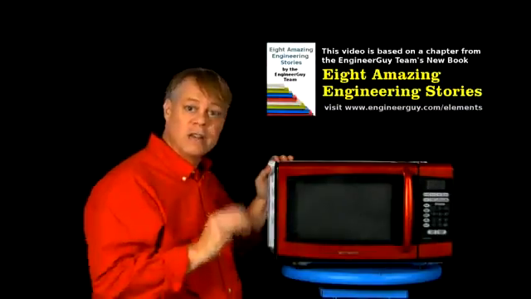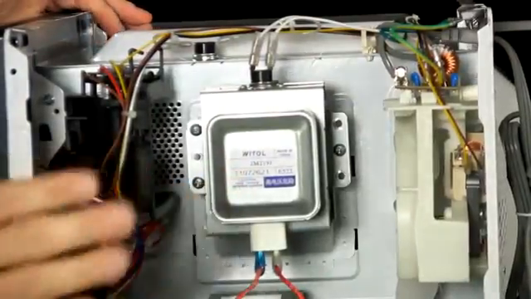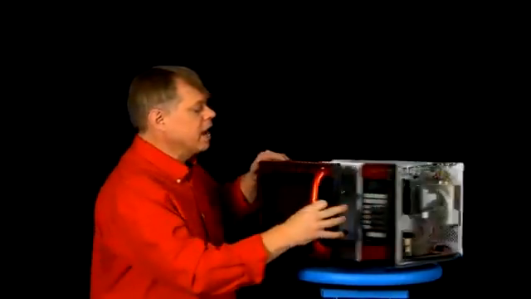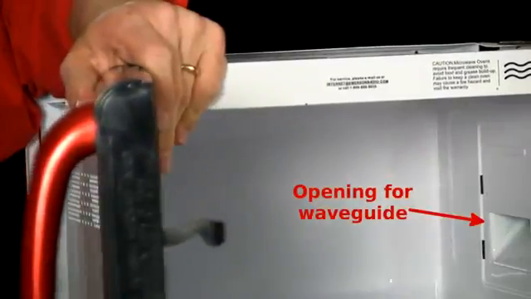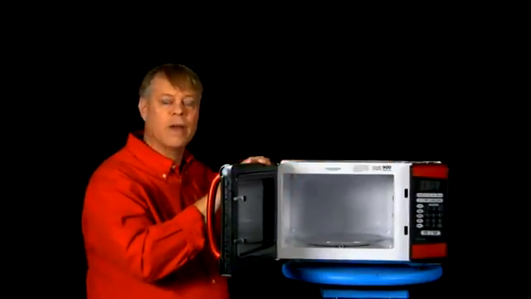Now, a microwave contains three main components. A vacuum tube called a magnetron. It generates the energy that heats food. A waveguide hidden in the wall to direct that energy to the food, and a chamber to hold the food and safely contain the microwave radiation.